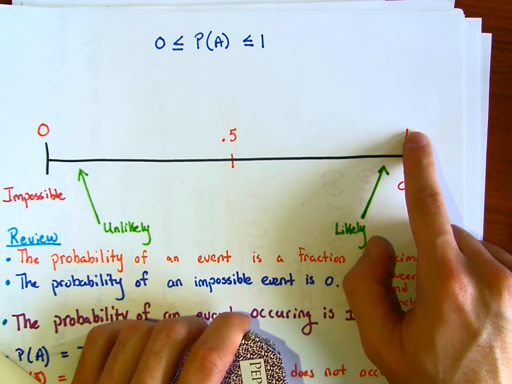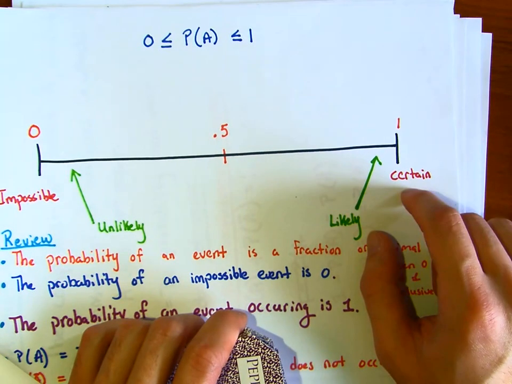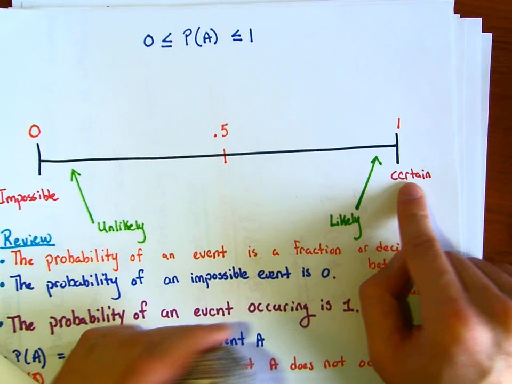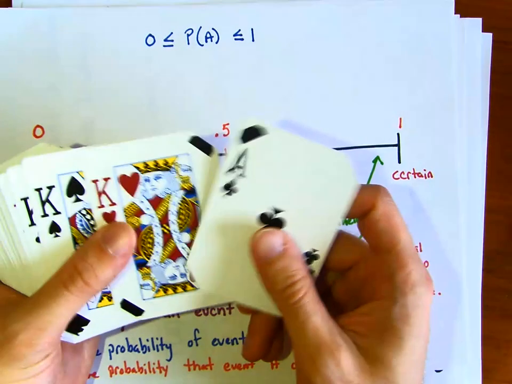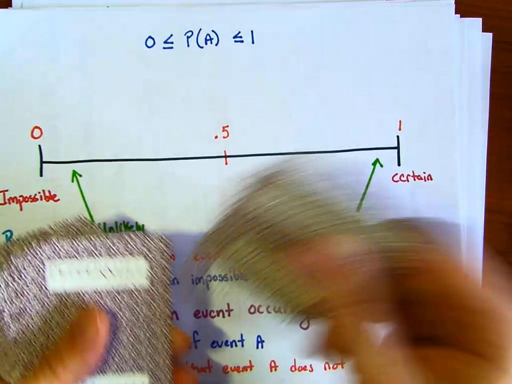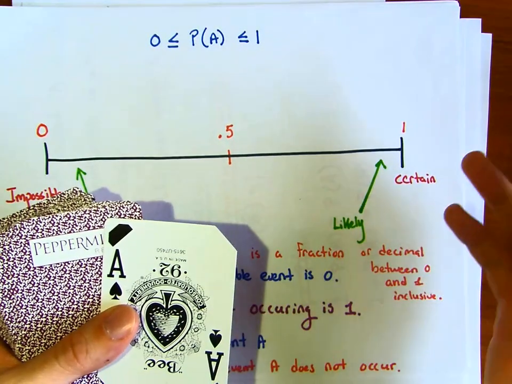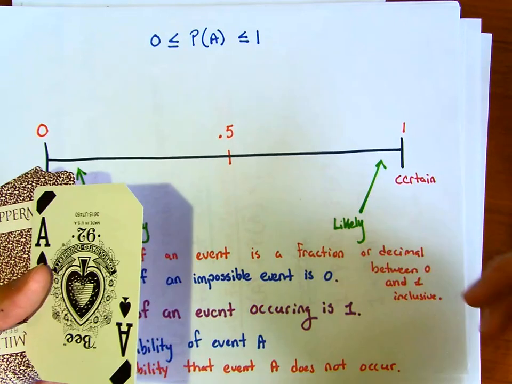If you have a probability that's 1, we're going to say that it's certain. For example, what's the probability of picking up a black or a red card? Any card I pick up is either black or red. So that idea is 100%. It's certain. It's certain to happen.